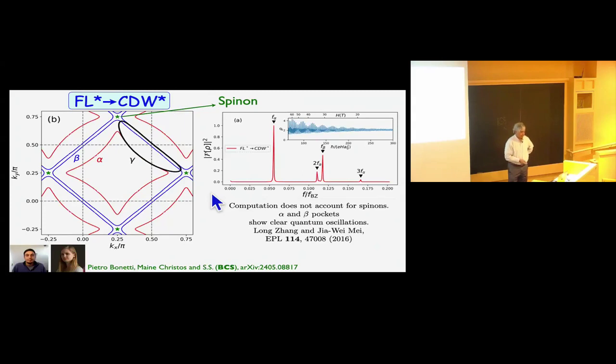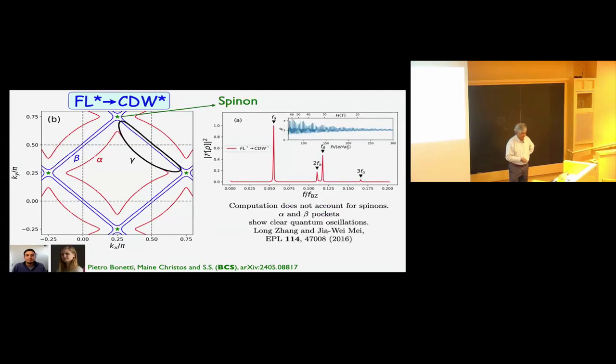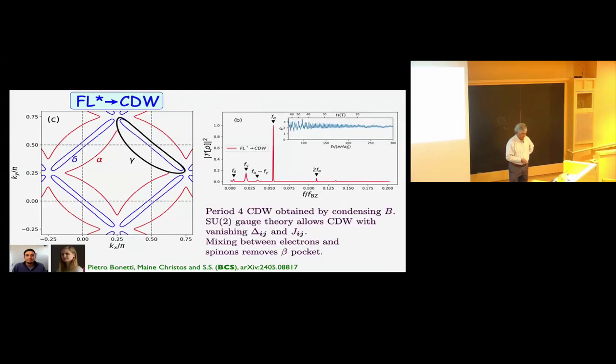And what happens is that now these spinons mix with the beta pocket. And the spinons actually have been moved by half the charge density wave vector, because the charge density wave is the square of the spinons. And that's exactly what you need for this to work. So what happens is that the spinons convert the beta pocket, which is here, to these two delta pockets, here.